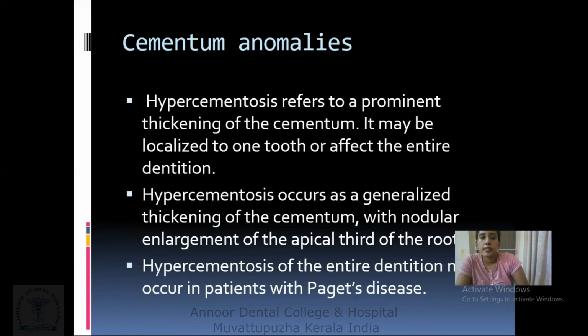Now coming on to the cemental abnormalities. This is the last heading. So the first abnormality is hypercementosis. Hypercementosis is the thickening of the cementum. That can either be localized to one tooth or it can affect the entire dentition. Hypercementosis occurs as a generalized thickening of the cementum with nodular enlargement of the apical third of the root. Hypercementosis of the entire dentition is seen in patients with Paget's disease.